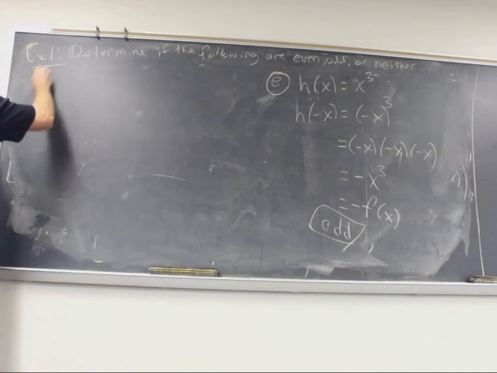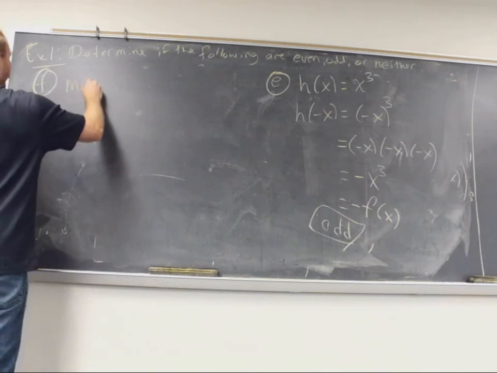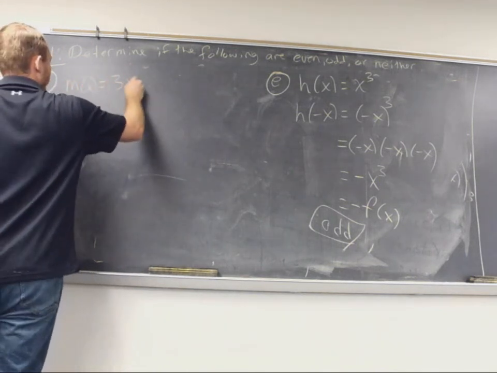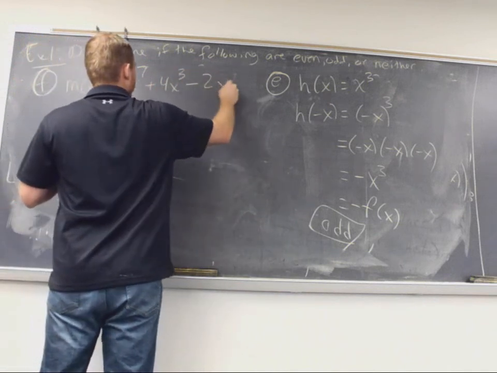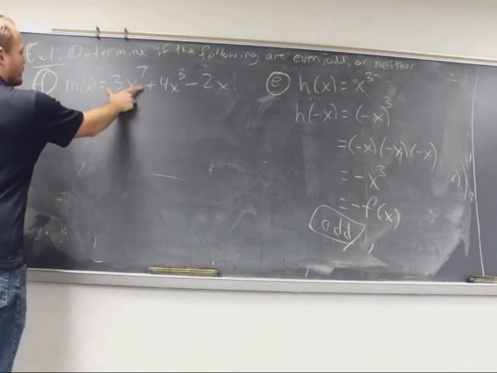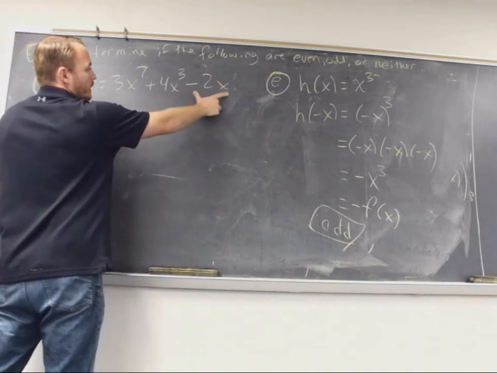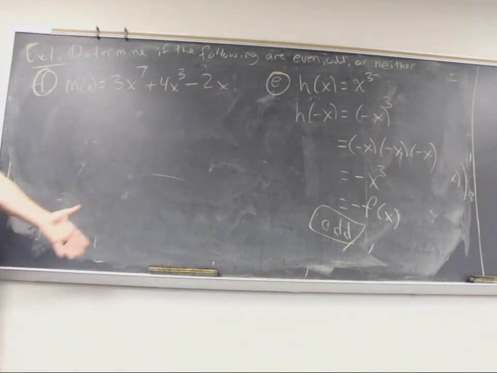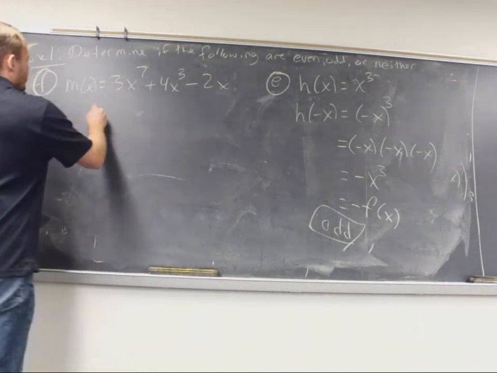That was E, here's F. Let's call this M. 3x to the 7th plus 4x cubed minus 2x. So some of you can view this already and you can tell me what the answer is, and that's great. You can see that this term has an odd exponent, this term has an odd exponent, and this term has an odd exponent. If all the exponents are odd, it's an odd function. But still, you're going to want to work through it and get some practice here.